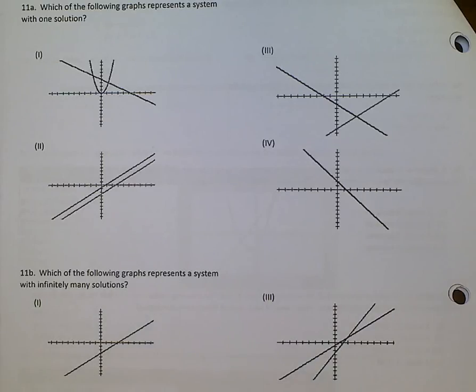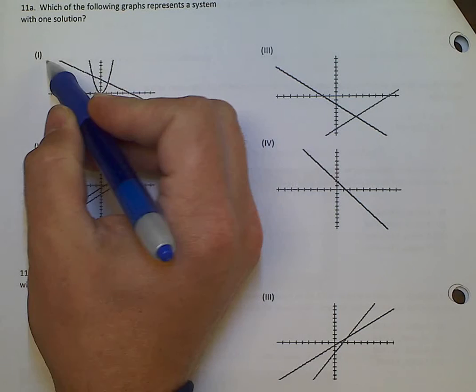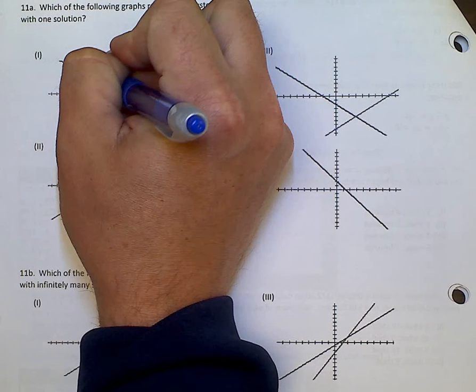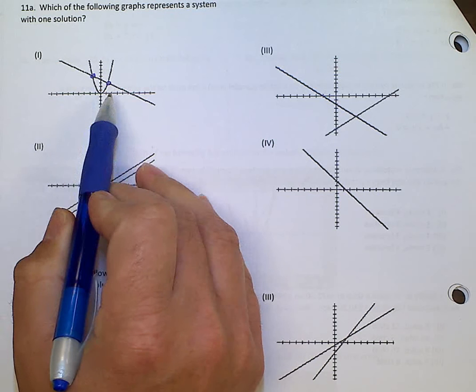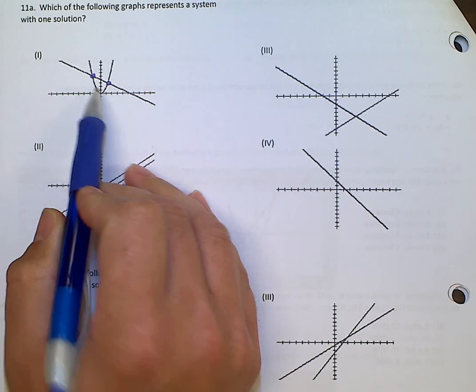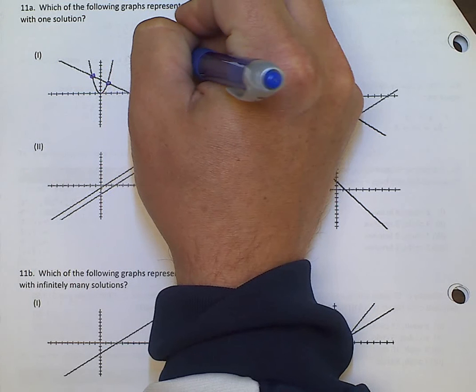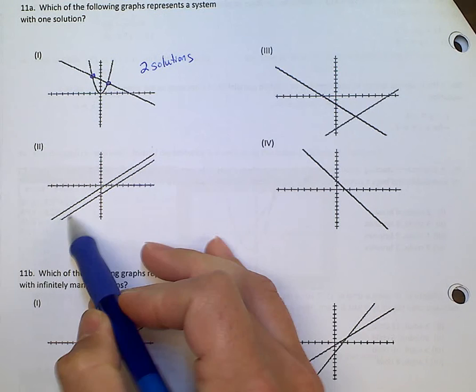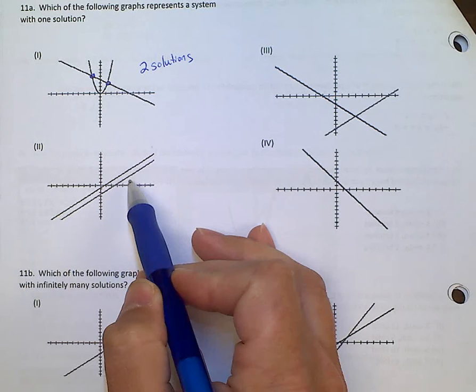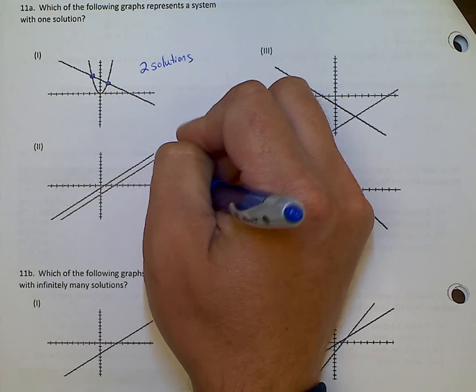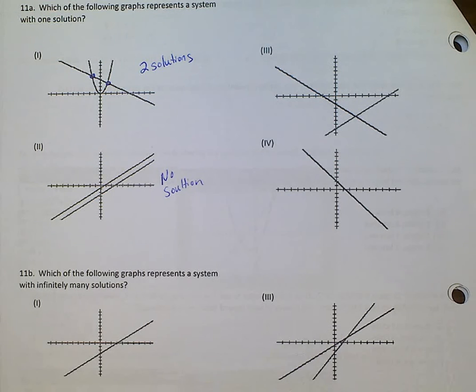Okay, so our example 1 here intersects here and here. Okay, so since it intersects at 2 points, there are 2 solutions. Okay, mine here I have 2 graphs that are parallel. Okay, so that would be no solution because they never intersect.